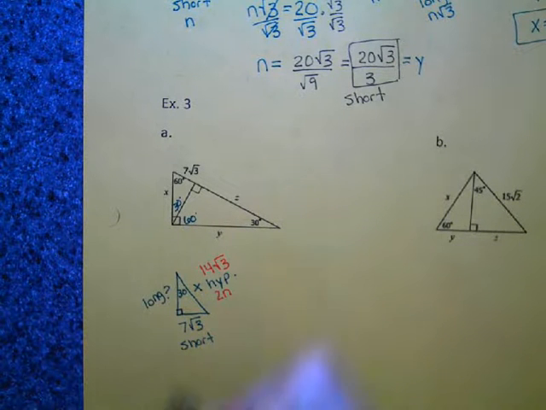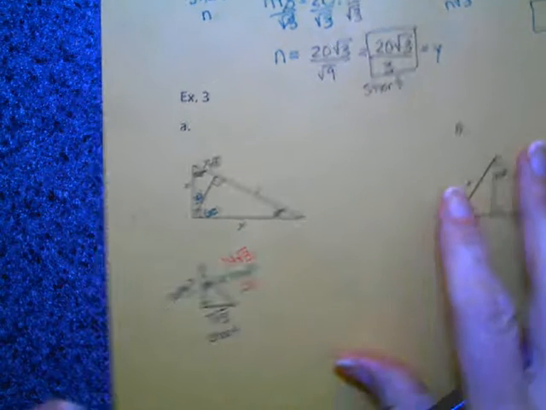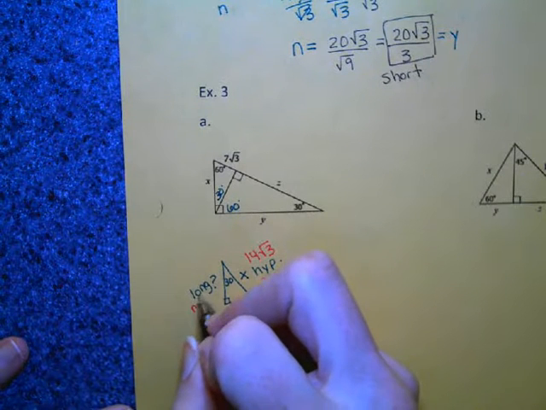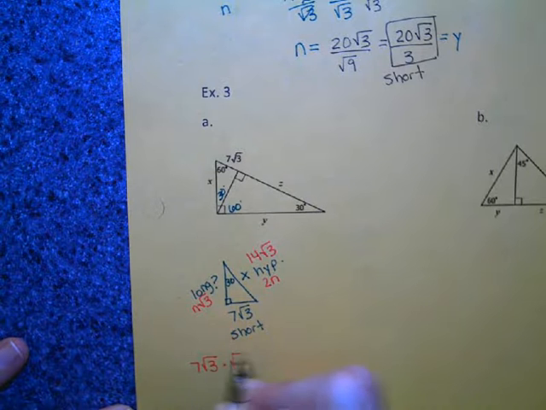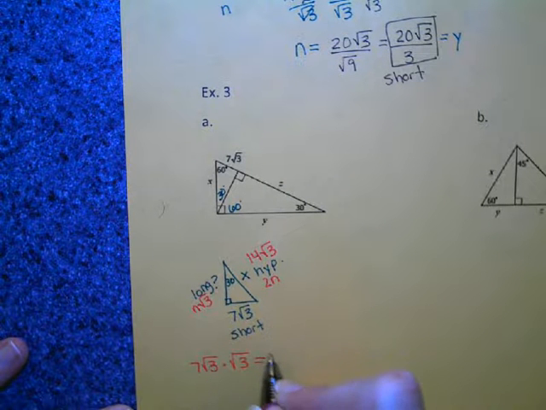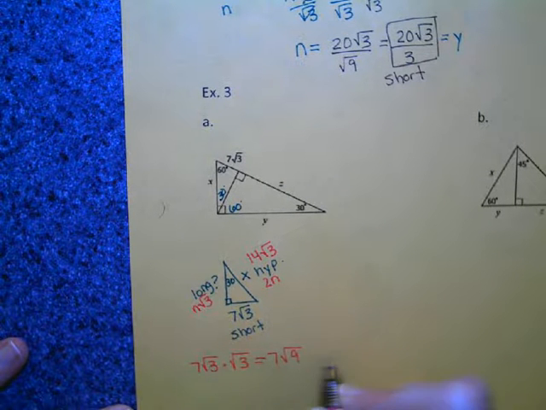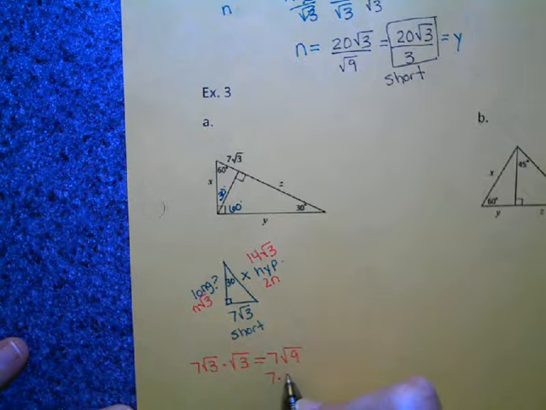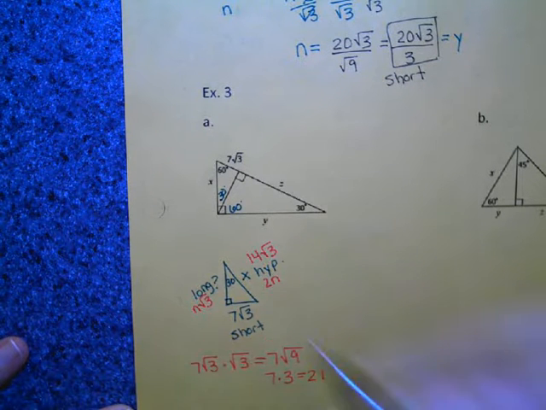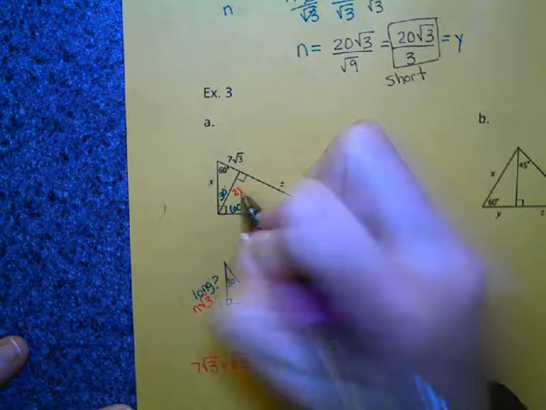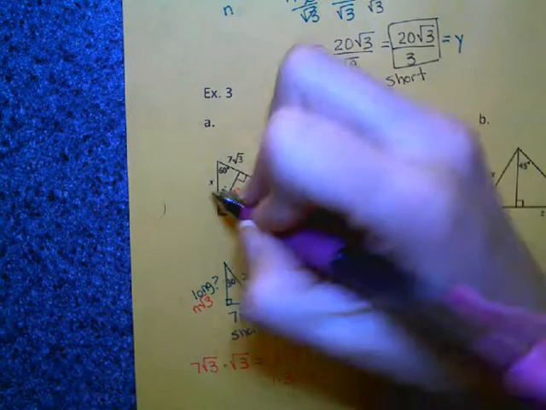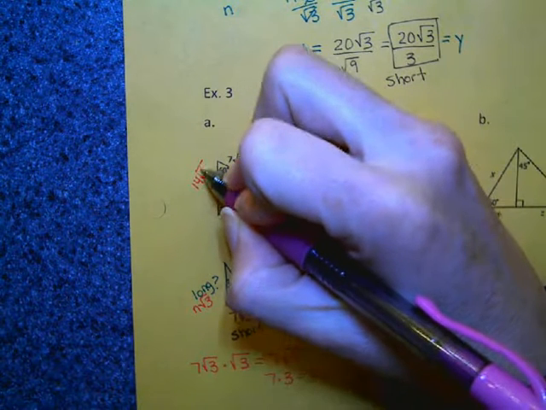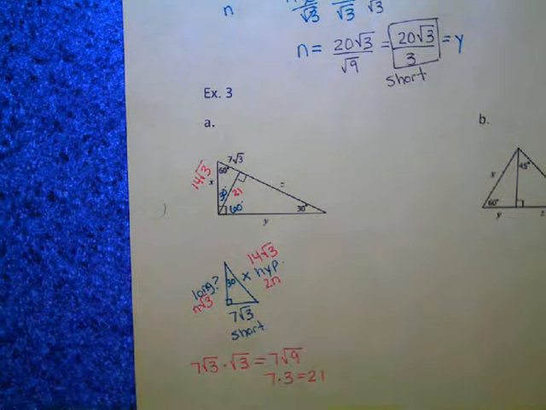And this height right here, the long leg, is n square root of 3. So if you take 7 square root of 3 times the square root of 3, we get 7 square root of 9. 7 times 3 equals 21. Okay? So inside here, this is 21. And this side was 14 square root of 3. And now we use that to find this one.